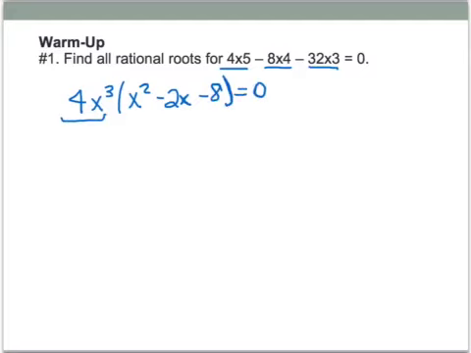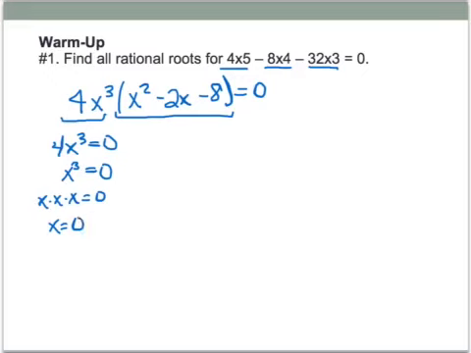Alright, now I can set my factors equal to 0 and solve. So I set 4x cubed equal to 0. I divide both sides by 4 and I get x cubed equals 0. Well, that's really x times x times x equals 0 3 times, right? So we actually just write it as x equals 0 with a multiplicity of 3.